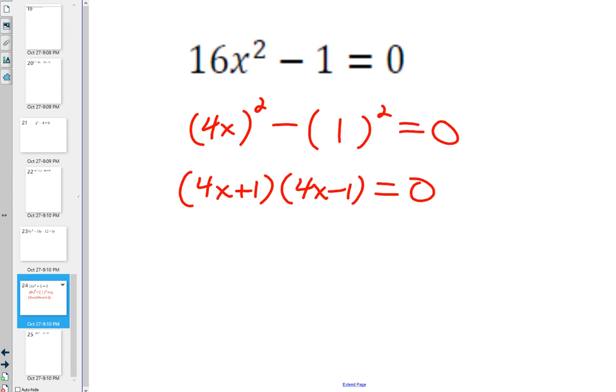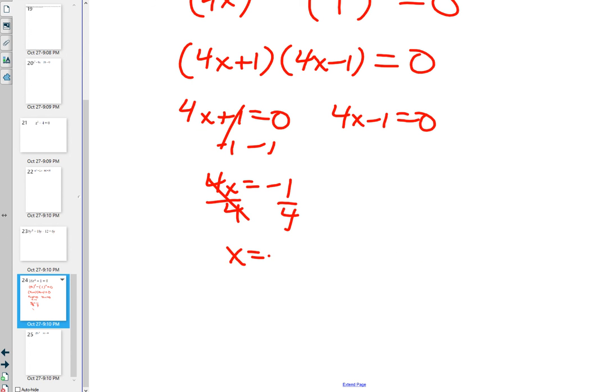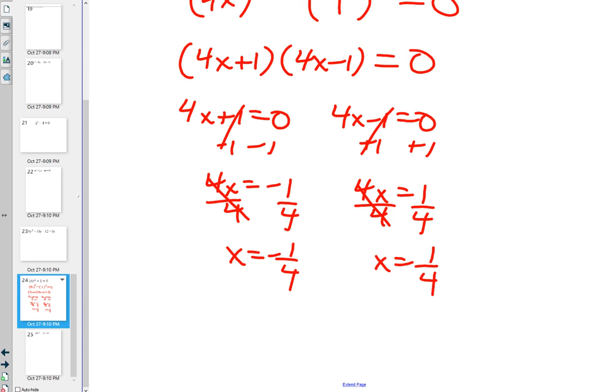That's it. I'm done factoring. The factoring is done. Now I just got to solve. 4x plus 1 equals 0. 4x minus 1 equals 0. Minus 1 minus 1. 4x equals negative 1. Divide by 4. X is negative 1 over 4. Plus 1 plus 1. 4x equals 1. Divide by 4. X equals 1 over 4.